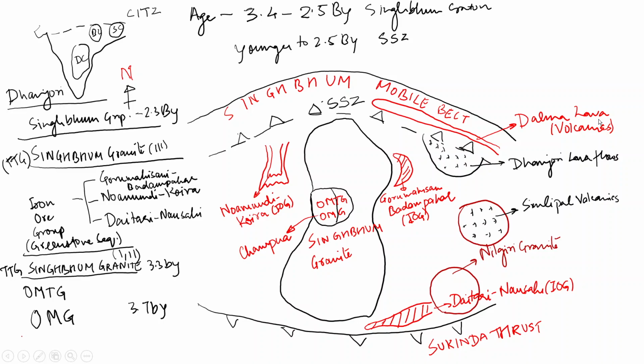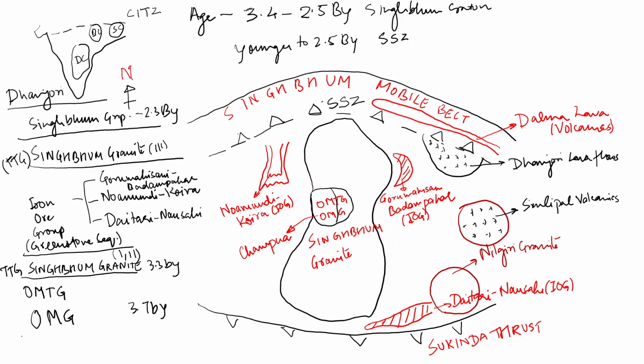So this gives us more or less a rough idea of the Singhum Craton. Okay. So the Singhum Craton consists of the older metamorphic group followed by the older metamorphic tonalite group or tonalite gneisses. Then there are two phases of emplacement of Singhum granite, followed by the iron ore group, then the third phase of Singhum granite, and then the Singhum group. Okay. All right.